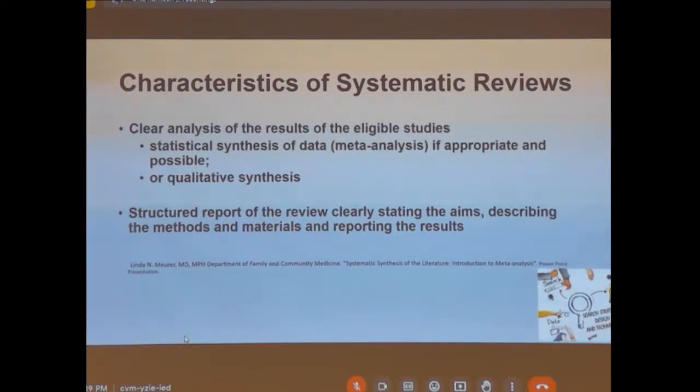Continuing, in systematic reviews, clear analysis of the results of the eligible studies, that is, statistical synthesis of the data, which is known as meta-analysis, will be done if appropriate and possible, or qualitative synthesis will be done. And a structured report of review clearly stating the aims, describing the methods and materials, and reporting the results like any other research study will be carried out even in systematic review.